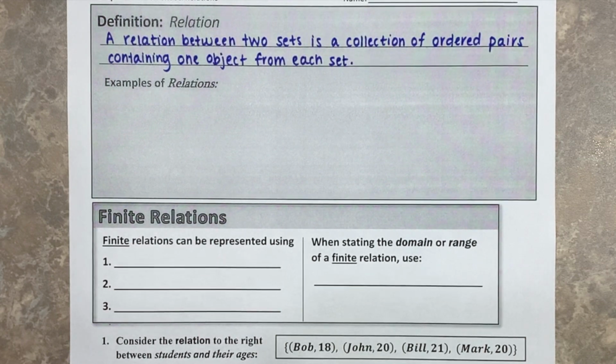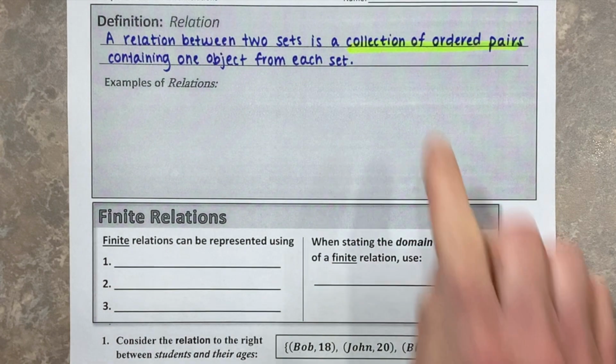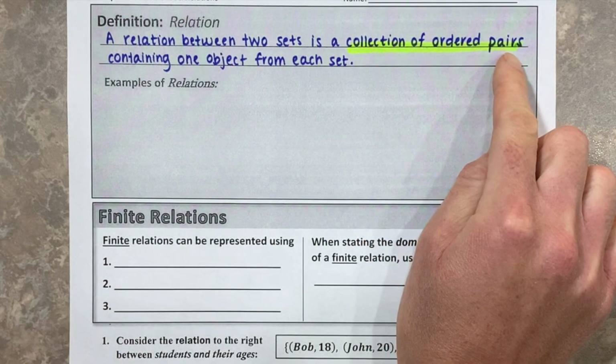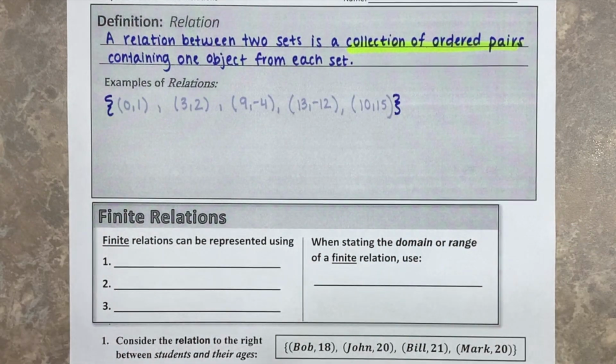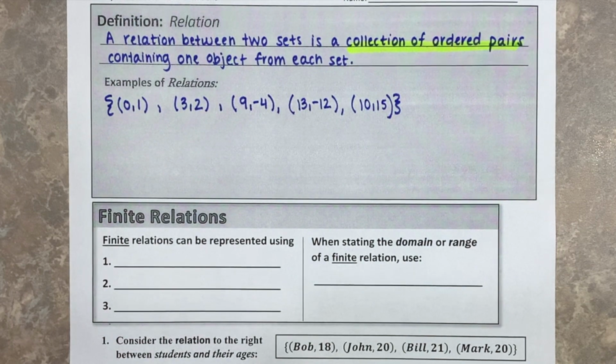A relation between two sets is a collection of ordered pairs containing one object from each set. The simplest definition of a relation is that a relation is just a collection of ordered pairs. It's as simple as that. So let's look at a couple examples of relations. Again, a relation is just a collection or a set of ordered pairs. So we're using our set notation here. So this is a relation because it's a collection of some ordered pairs.